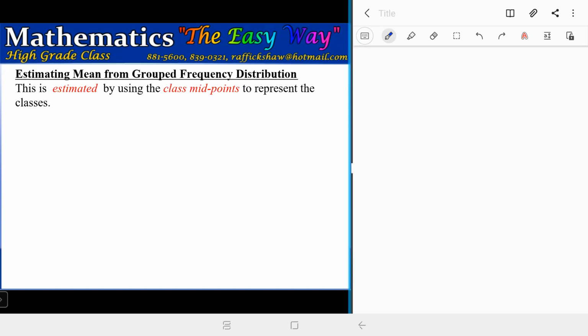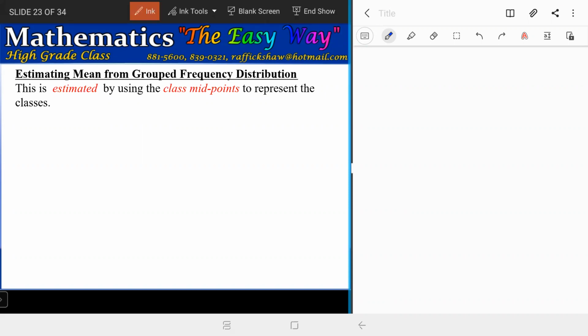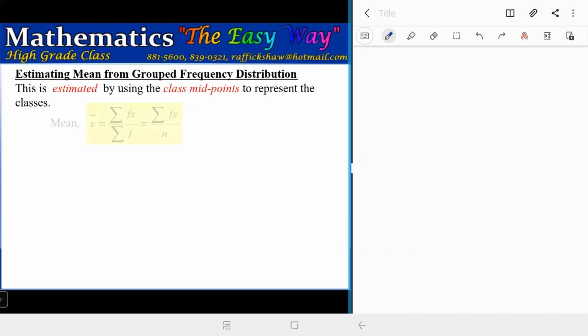What you do, you estimate, you assume that all the data in a group carry the midpoint value. That's what you do, right? You carry the midpoint value. So you use a class midpoint to represent the group. And then you come back to using that formula, the same formula for ungrouped data.